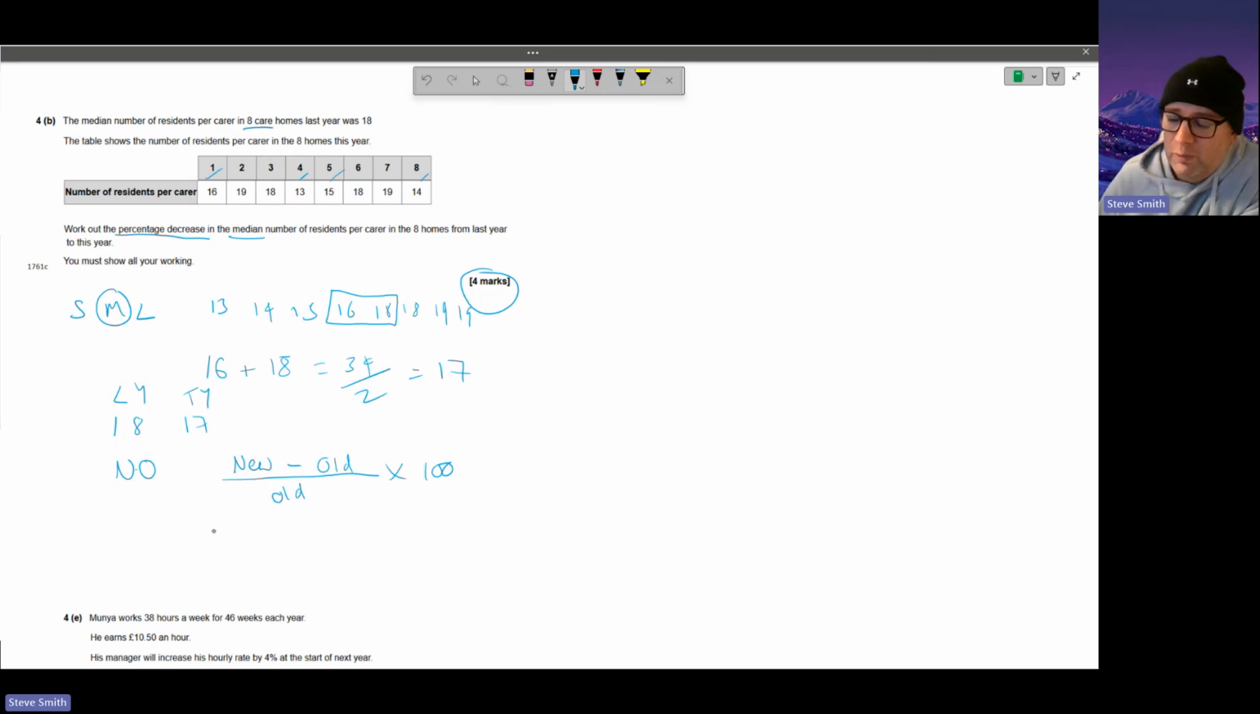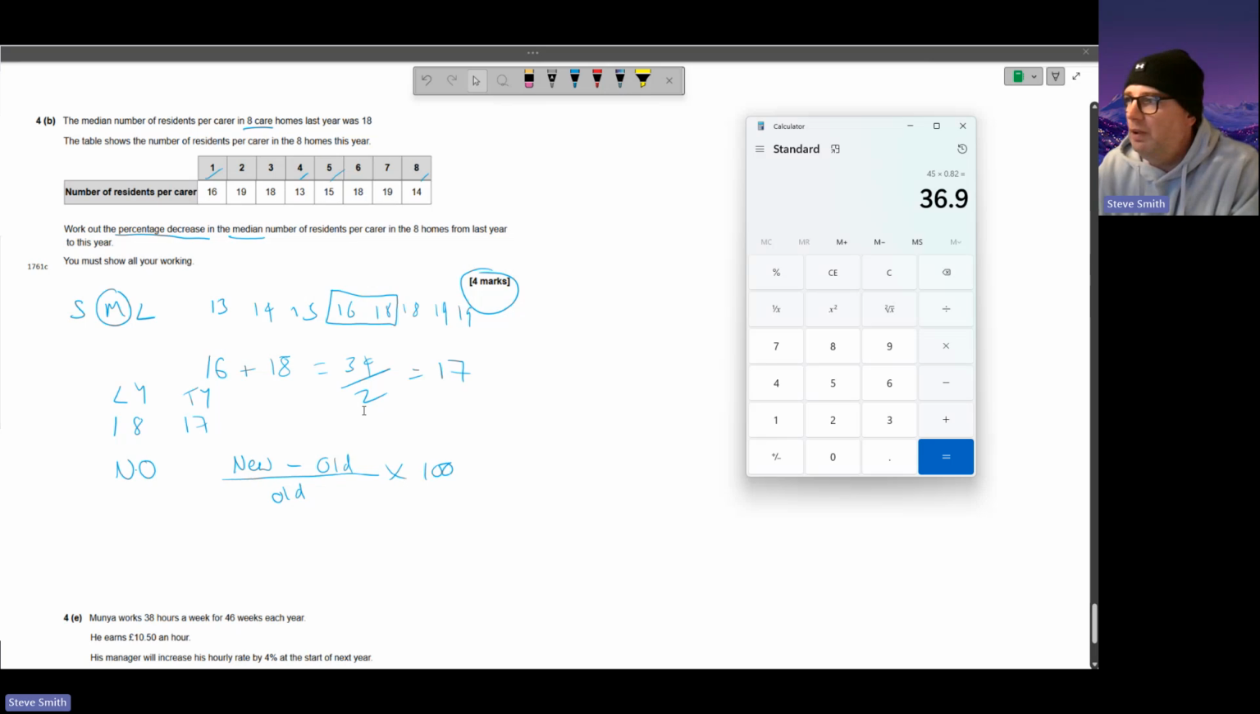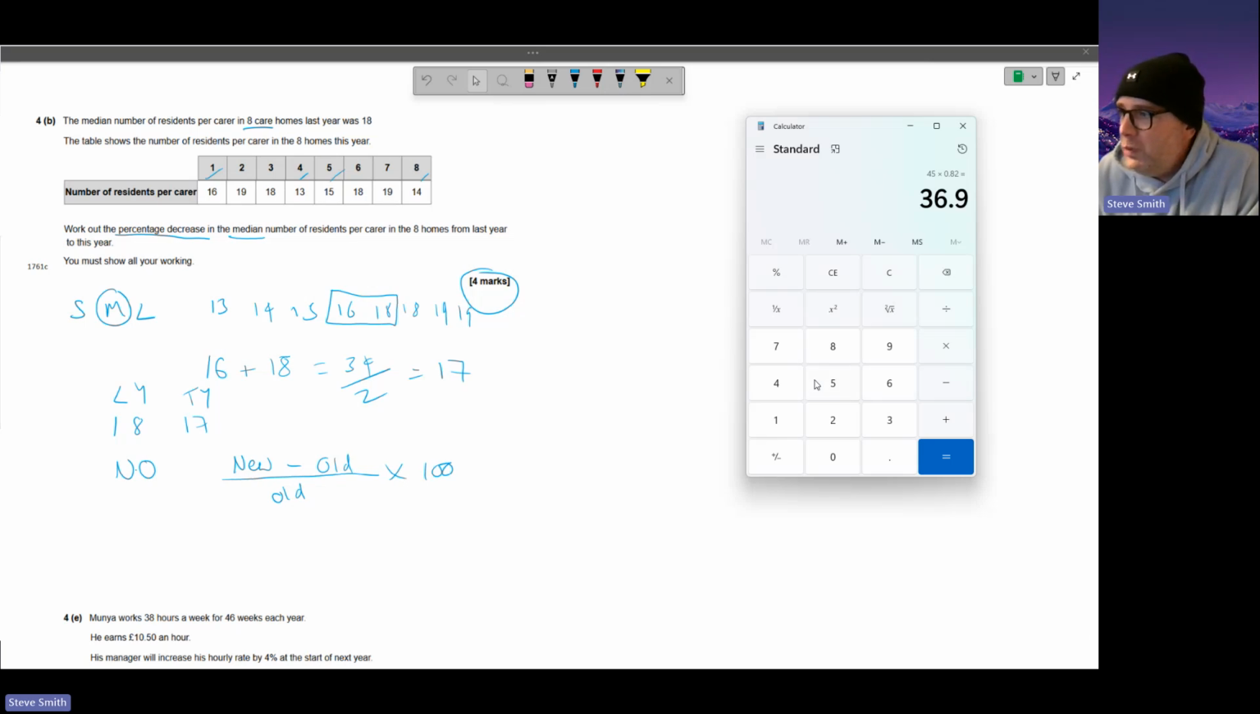So we've got new, take away old. It's a calculator paper, so let's go back calculator and go for it. So new is 17. Okay, new is 17. We're minusing the old, which is 18. And then we're dividing by the old, which is also 18. So we've got our decimal now of minus 0.5555.